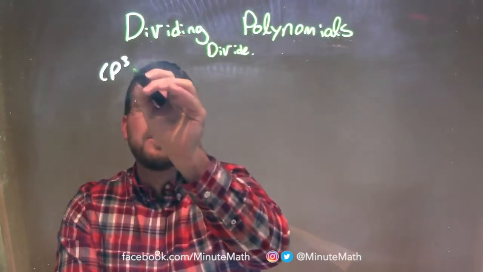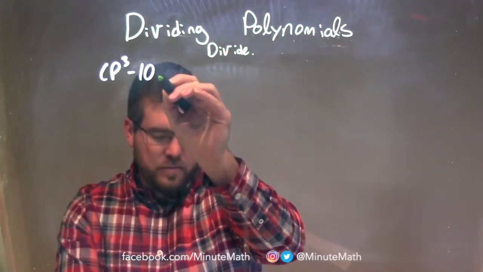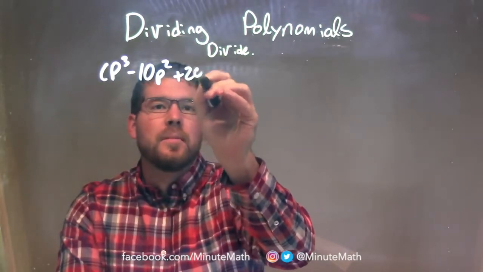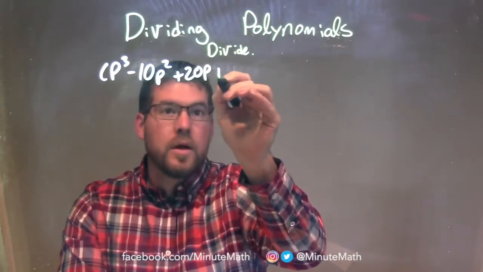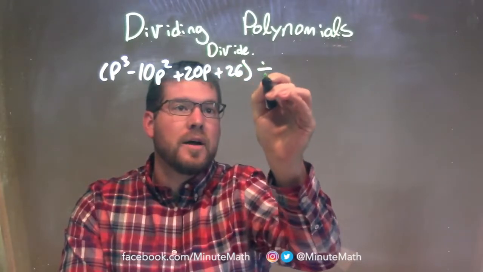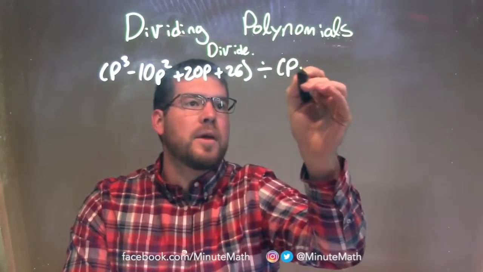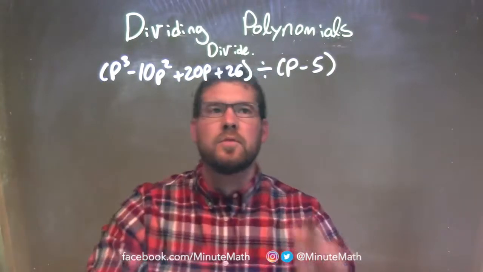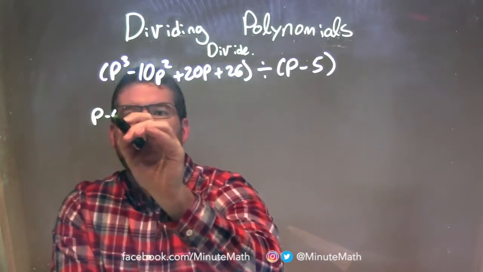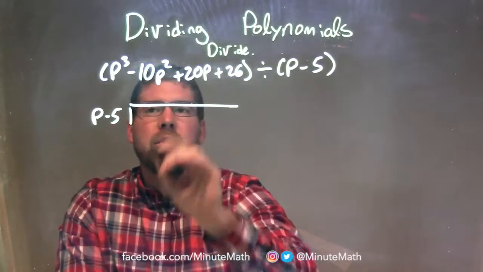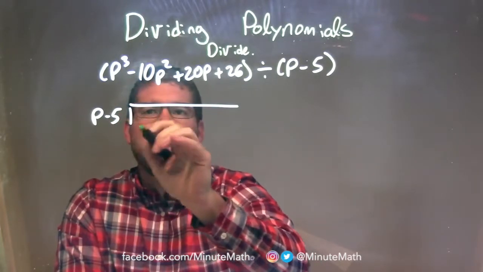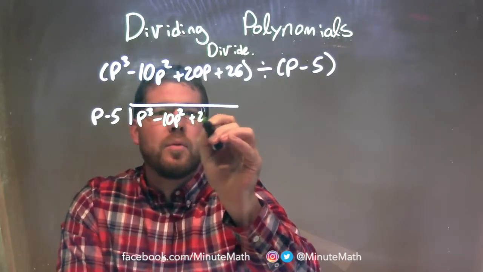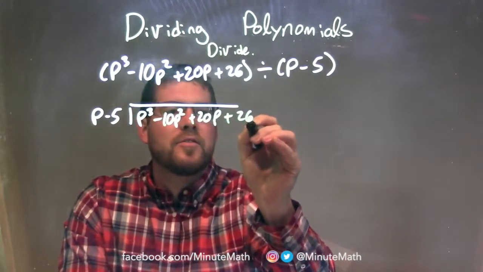p to the third minus 10p squared plus 20p plus 26 divided by p minus 5. Okay? Well, I'm going to write this in long division form, so I'm going to take my p minus 5 here and have it go into my dividend, p to the third minus 10p squared plus 20p plus 26.